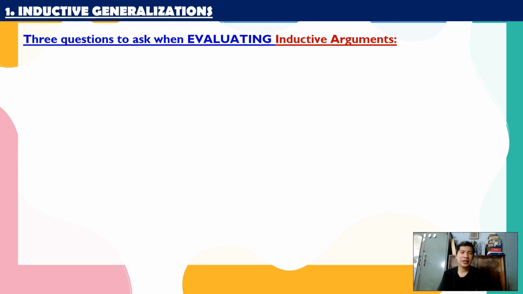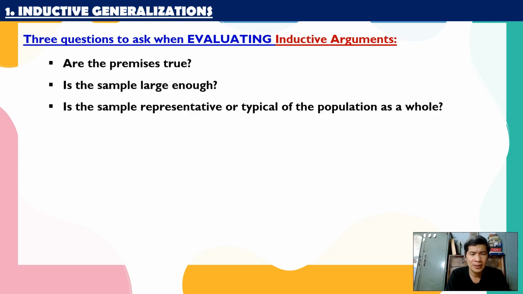Okay, now in order to evaluate inductive arguments, inductive generalizations, we need to ask 3 questions. What are the 3 questions? Are the premises true or not? The sample, is it big enough or not? And also, is the sample representative? That's very important. Think about these 3 questions when you design your questionnaires in the future for your research. Your questionnaire is the tool for you to get the data, and if the tool has a problem, of course there is a problem with the data.